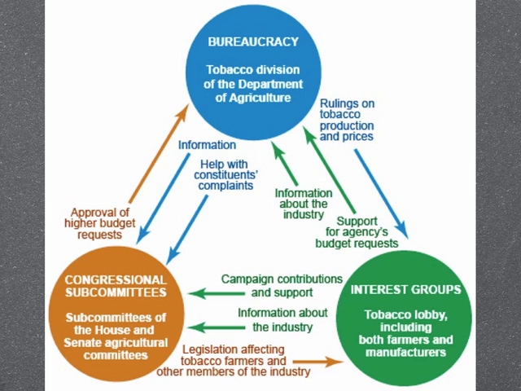Here is an example of an iron triangle. The bureaucracy: the Tobacco Division of the Department of Agriculture. Congressional subcommittees include subcommittees of the House and Senate Agricultural Committees, and interest groups: the tobacco lobby, including both farmers and manufacturers.